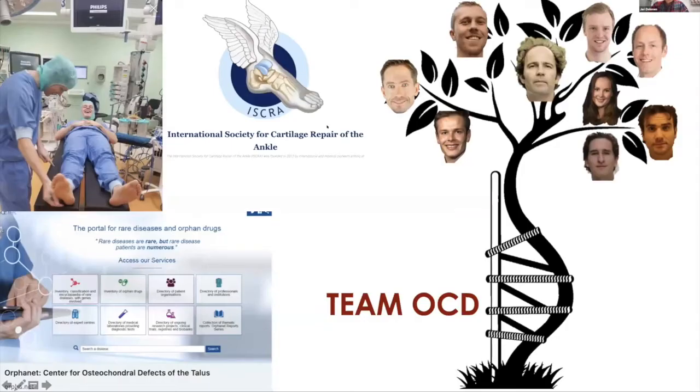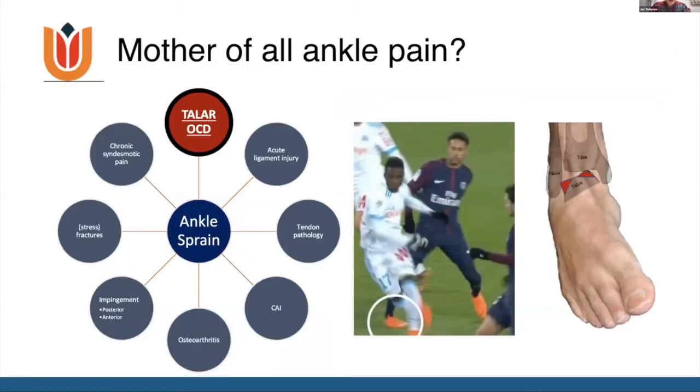So in Amsterdam, we have a very good team working now on the osteochondral lesions with a lot of researchers and surgeons, and we're part of the ISCRA as well. And as of February 2018, we've been accredited as an expertise center, both on a national and international level. So we see a lot of patients also coming from all parts of the Netherlands.